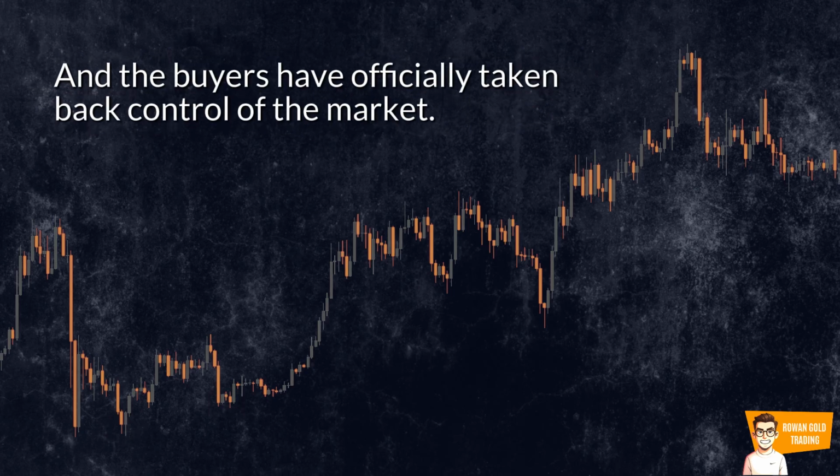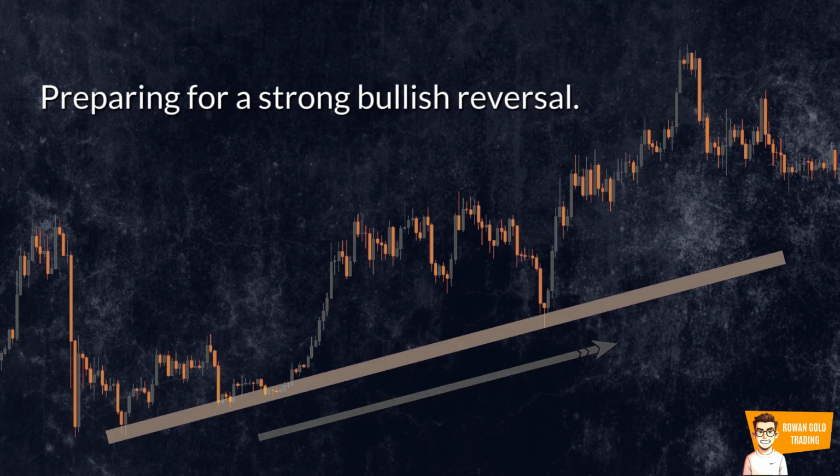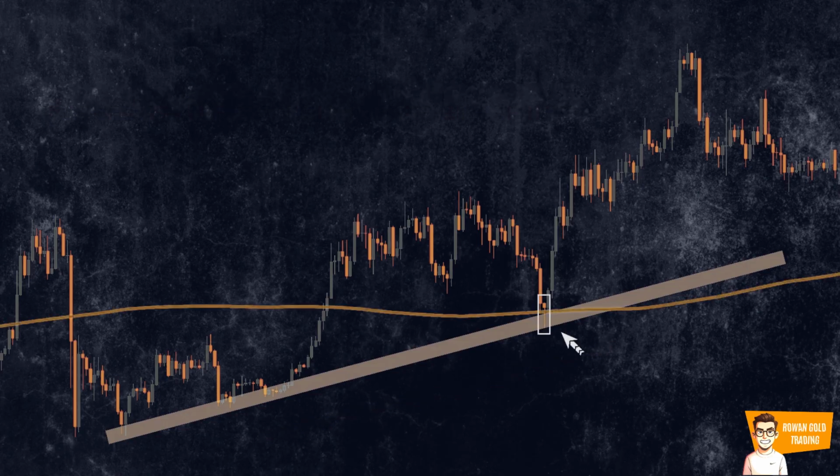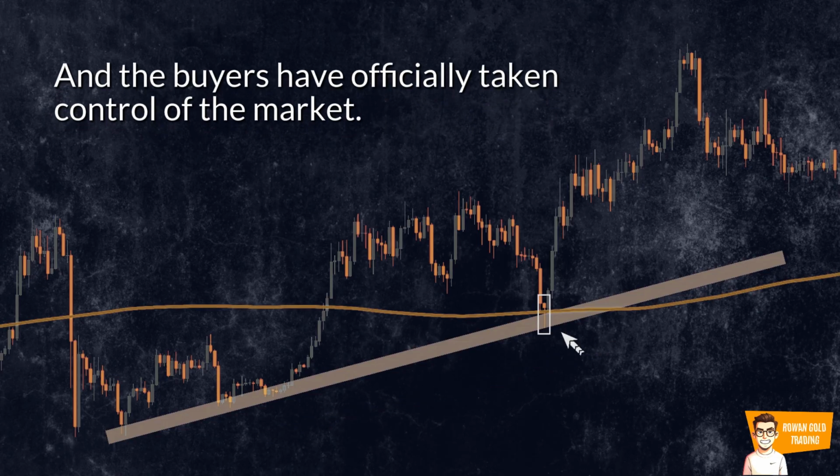Look, if the price is violently crashing down with massive heavy red candles, a single tiny hammer is not going to stop it. Don't try to catch a falling knife.